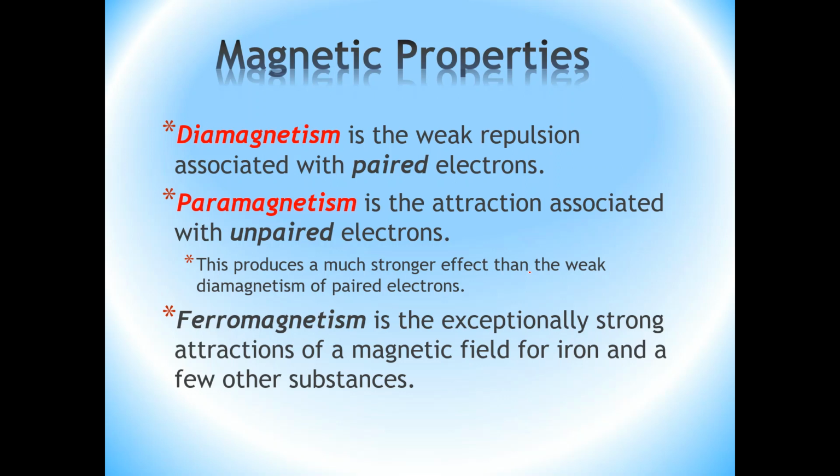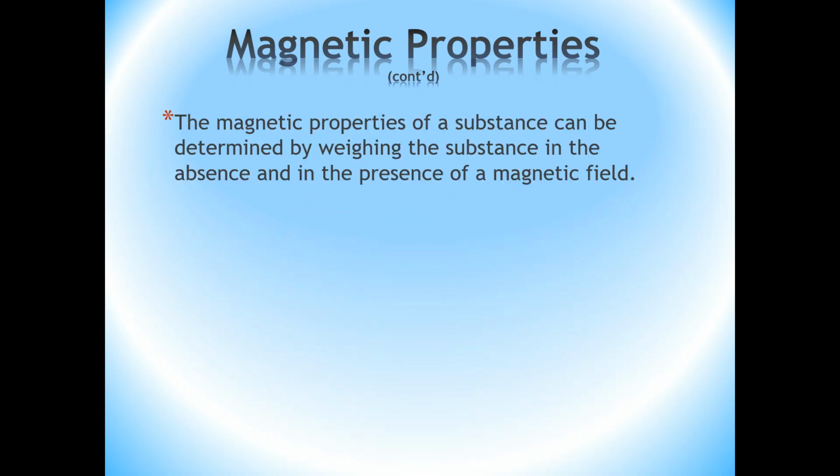And then you have ferromagnetism, which is an exceptionally strong attraction that certain elements will have. Iron is one of those elements that displays ferromagnetism, and a few other substances. Our focus for this discussion deals with paramagnetism because it's associated with the presence of unpaired electrons. So basically, any particular element that has in its electronic structure unpaired electrons will display paramagnetism. And one can determine these magnetic properties by weighing a substance in the presence and then in the absence of a magnetic field.